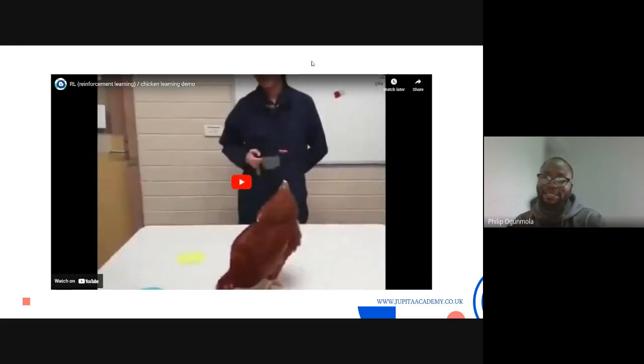So that's basically what a reinforcement machine learning algorithm is all about, and that's how games are trained. That's how machines are trained in chess games to play against humans.